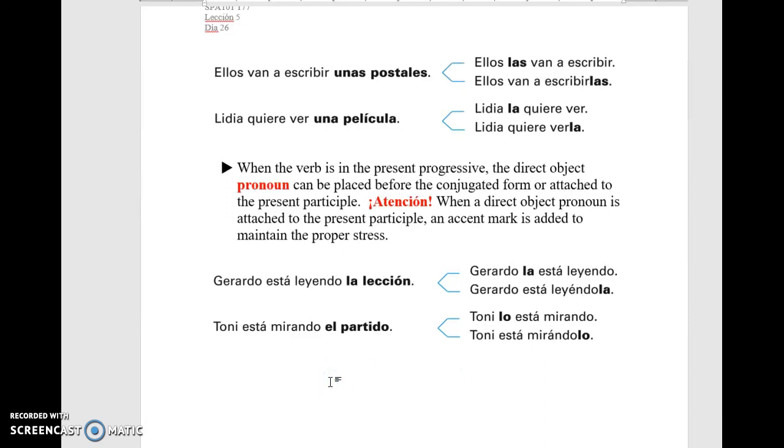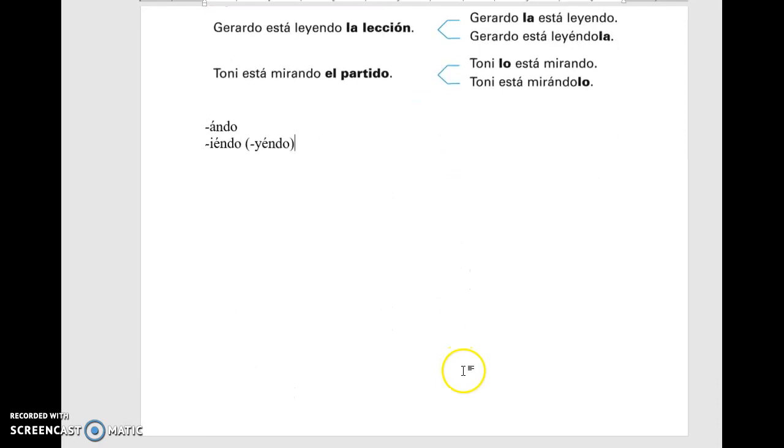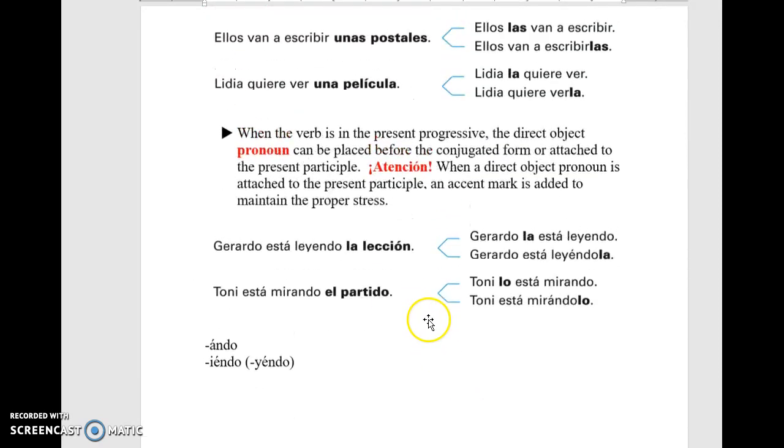Now I do want to point out that when we attach the lo and the la to the yendo or ando, an accent mark appears. And I can go into a whole long explanation of why that happens. But it's easier to know that if I'm attaching it, it's going to be over the a in ando, and it's going to be over the e in yendo. And so that also gives us, like leer, that we have to make the change, where the accent mark will be there. Okay. So that's really all there is to direct object pronouns.